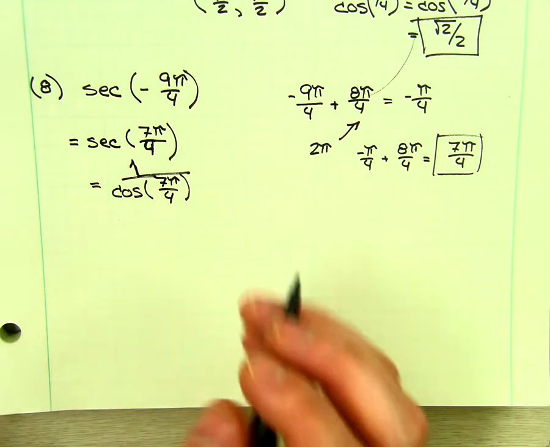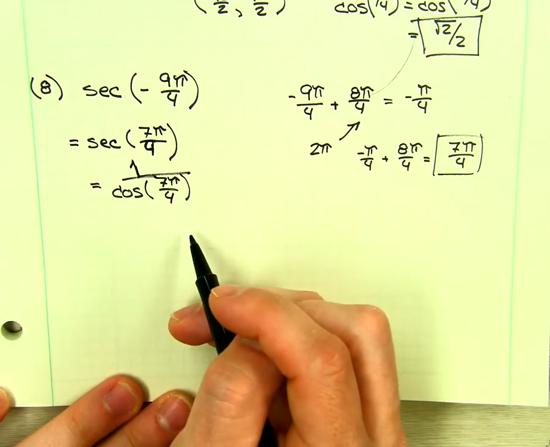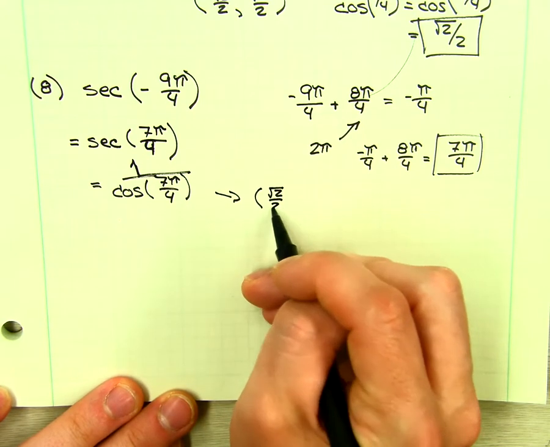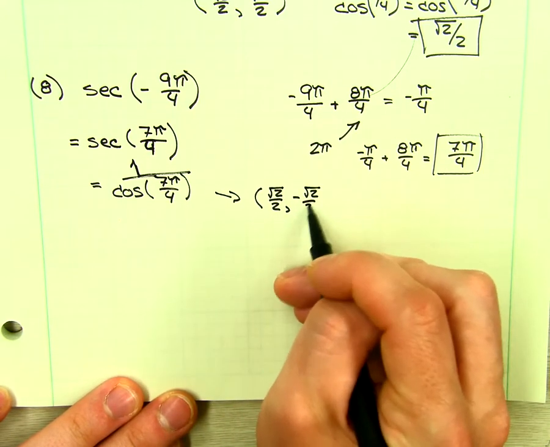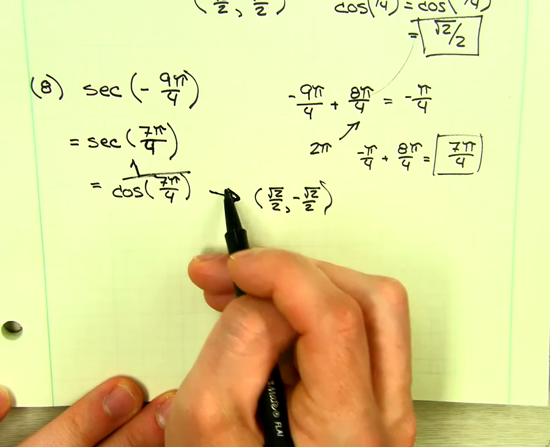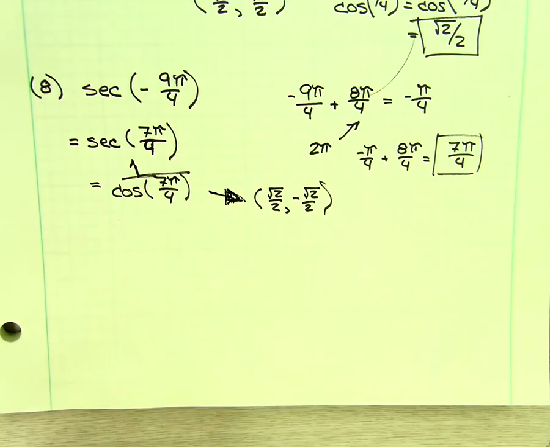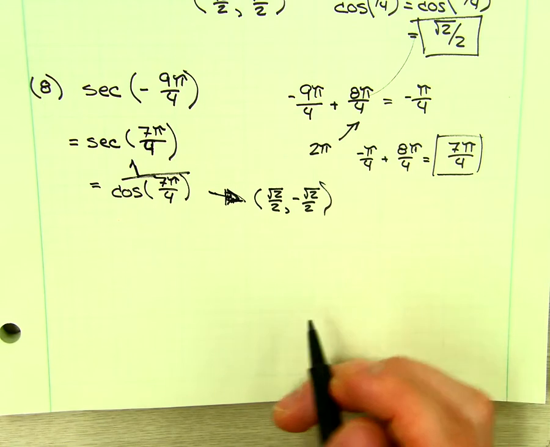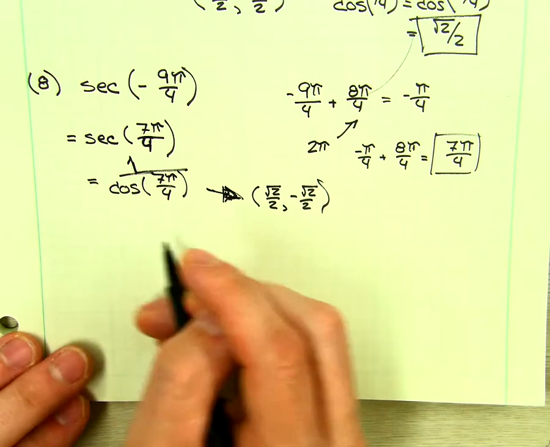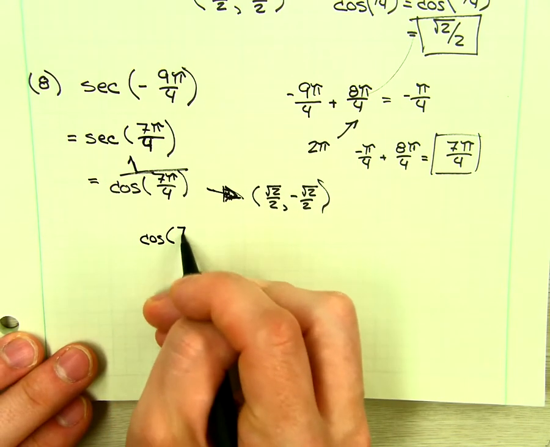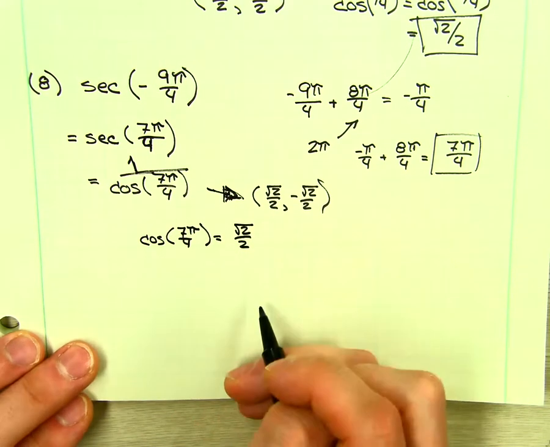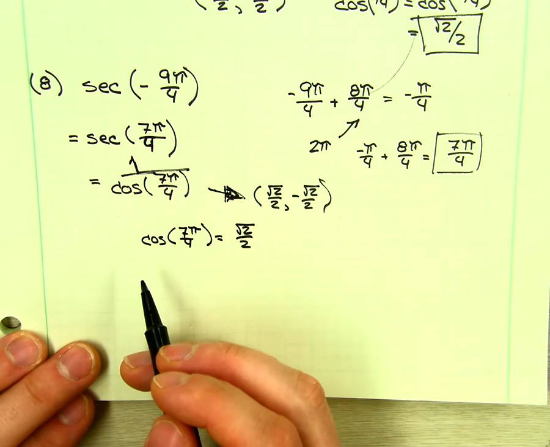Now, 7 pi over 4, I just remember, or I can look at my unit circle, and I remember that this is associated with the point root 2 over 2, comma, negative root 2 over 2. Obviously, we're using a lot of these points associated with the unit circle, so it's important that you're able to construct them right, because if you can construct them right, you get your answers really easily. Now, the cosine, as always, is associated with the x value. So the cosine of 7 pi over 4 is going to be equal to root 2 over 2. But if you remember, I'm trying to find the reciprocal of this.